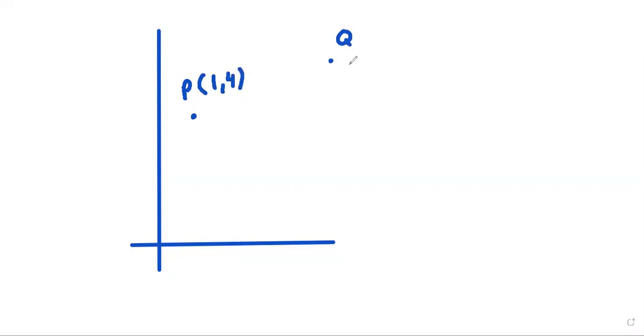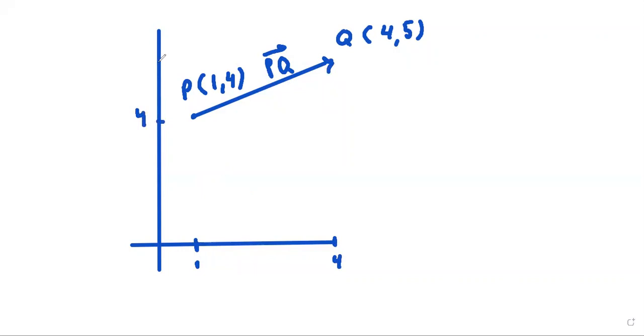Let's say P is at the point 1, 4, and Q is at the point 4, 7. I don't know, that's not far enough. Let's say 4, 5. And let's connect these with a directed line segment or a vector, an arrow. They'll mean kind of the same thing. So this would be the vector. Remember our notation, PQ starts at point P, ends at point Q. And if we were to label the axes, this is 1. This would be 4 on the x-axis. This would be 4 on the y-axis, and this would be 5 on the y-axis, correct?